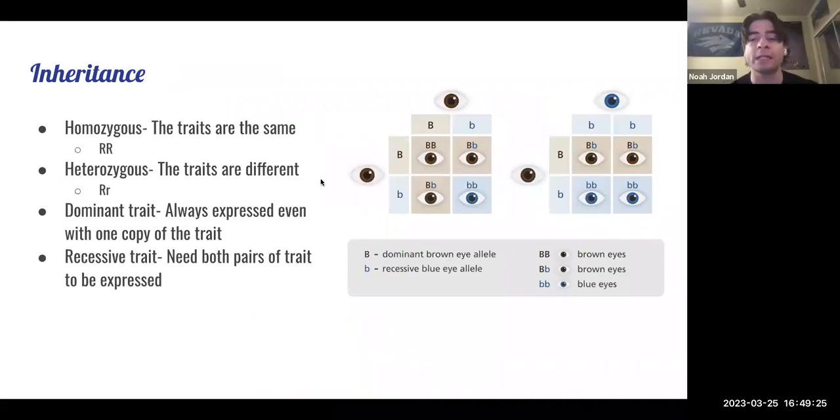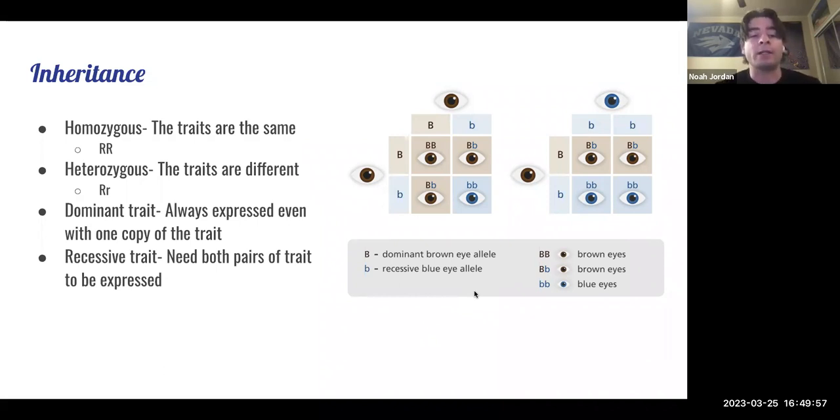All right, so inheritance. These are the ways that inheritance is passed down. First we have homozygous, so the traits are the same. Looking at the example to the right, our example here would be two capital B's and two lowercase b's. These are homozygous because it's the same one. Then we have the opposite of that, which is heterozygous, so the traits are different. Once again, in the top right box and the bottom left box, we have a capital and a lowercase b. Obviously, these are two different forms of the B, so they are heterozygous.